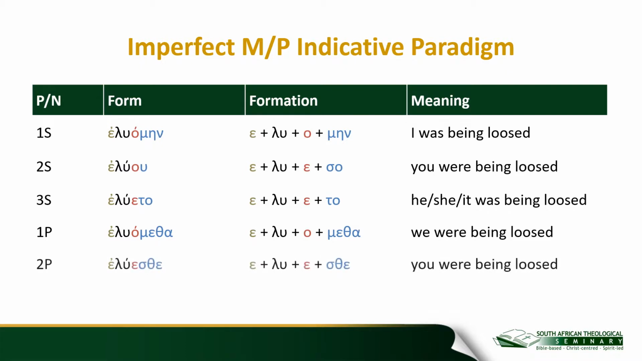The two plural is eliesthe, from the augment epsilon plus the present tense stem li plus the connecting vowel epsilon plus the personal ending sthe. Eliesthe, you were being loosed. Lastly, the three plural, elionto. The augment is epsilon, the present tense stem li, the connecting vowel omicron, and the three plural personal ending nto. Elionto, they were being loosed.